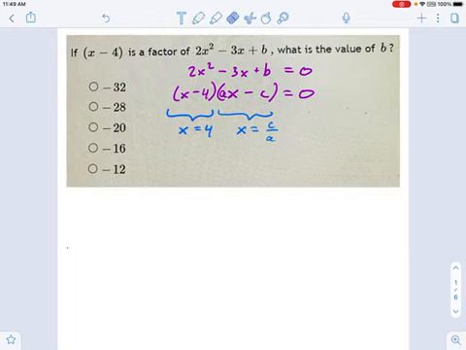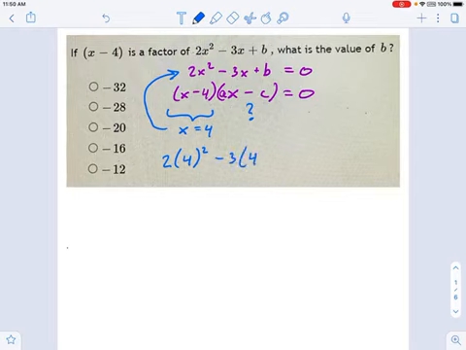Now, let's forget about this guy over here. That's a little complicated. I want to focus on x equals 4. If x equals 4 is a solution, that means plug it into your equation, and it should satisfy this thing, right? I don't know what this is. I don't need to. Let's plug x equals 4 back into that top line. I get 2 times 4 squared minus 3 times 4 plus b equals 0.